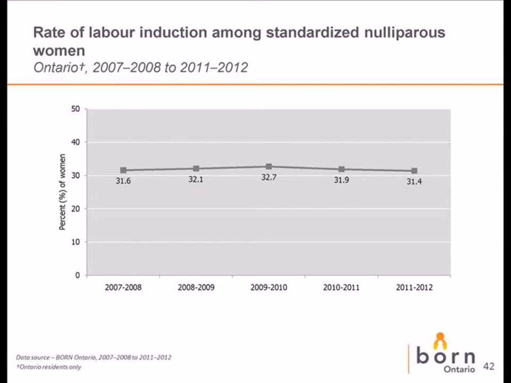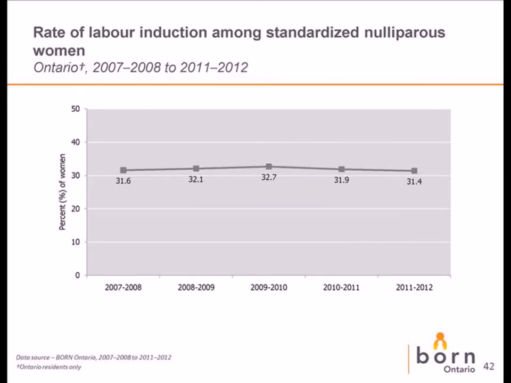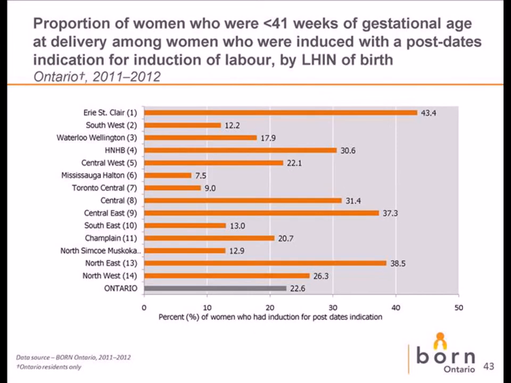But when you take a standardized nulliparous woman, so this would be a woman who has a single baby, term, vertex presentation, and I can't remember exactly if we took out some risk factors here, you can see that the rate among that group is coming down a little bit, which is good as well. However, just to go back, is this the right rate for induction among this group? I don't think we know the answer to that yet.